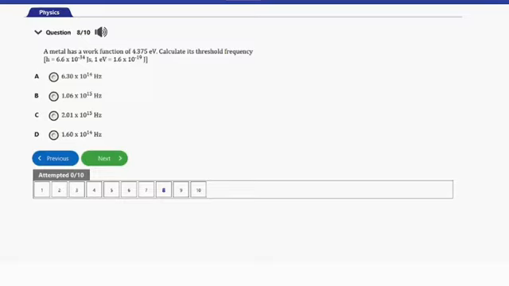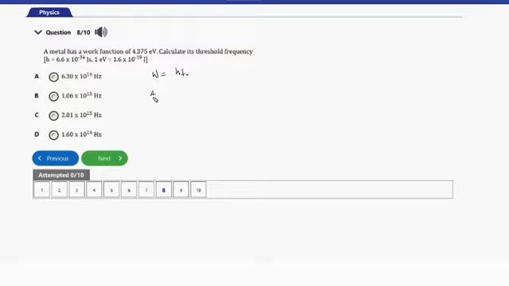So the next question we have here is question number 8. It says, a metal has a working function of 4.375 electron volts. Calculate its threshold frequency. Alright, so guys, in order to calculate the frequency, we are going to relate to this equation. W, which is the work, is equal to h f naught. So f naught is the threshold frequency here, and h is the Planck's constant.